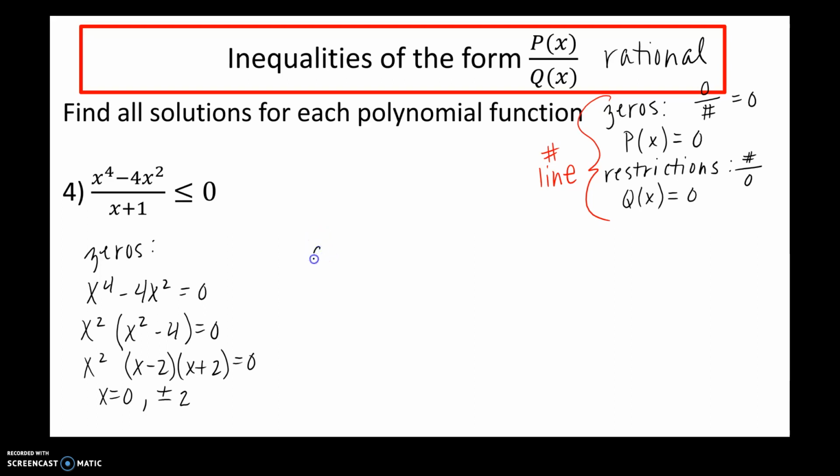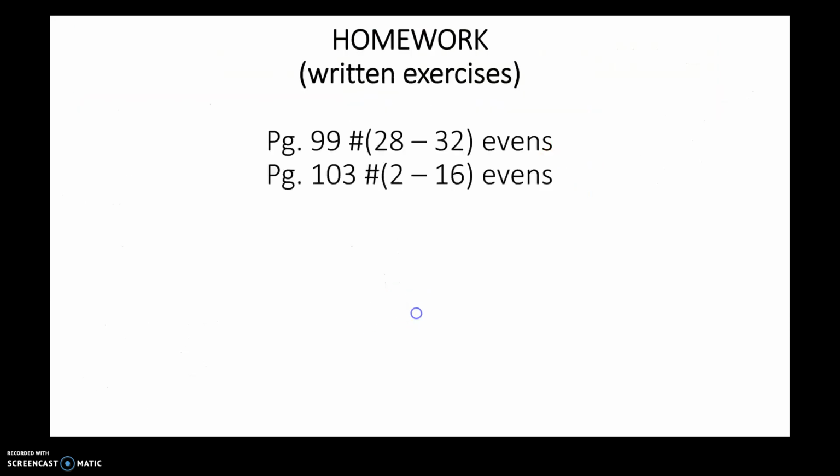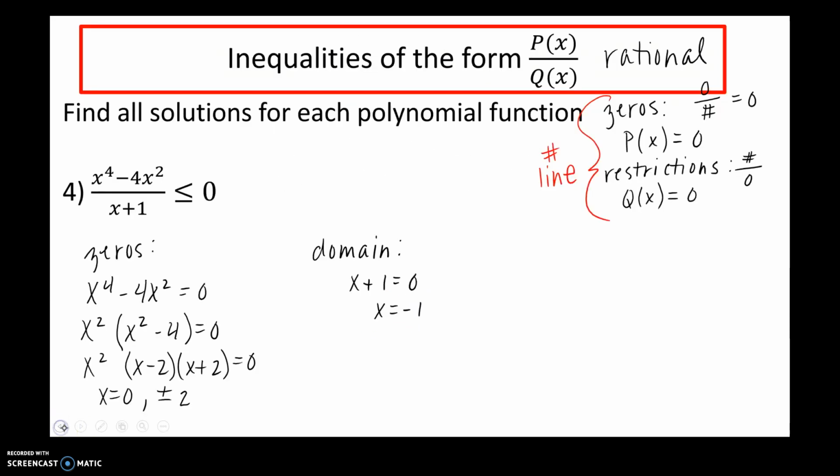Now my restrictions, that's my domain restrictions. So the domain, I set the denominator equal to 0, and I get a restricted value of -1. Disregard that slide. So on the number line, I'm going to put my zeros and my restrictions in order on the number line. So the smallest value is -2, then -1, then I have 0, and then I have +2. Okay, and we're going to stop there.